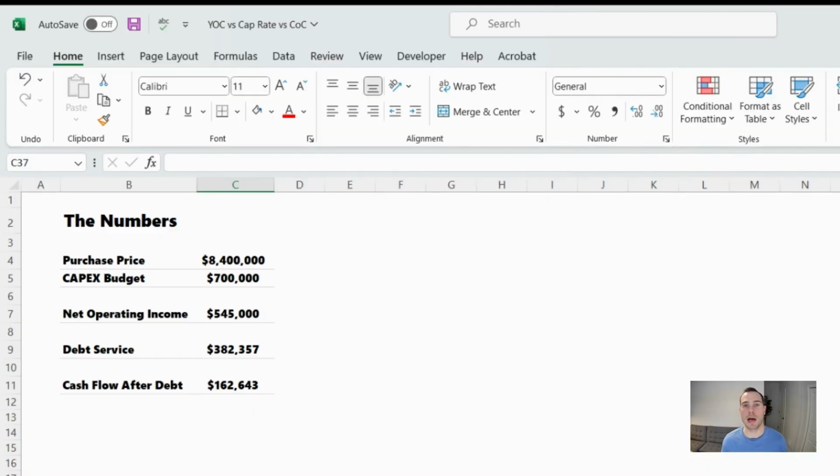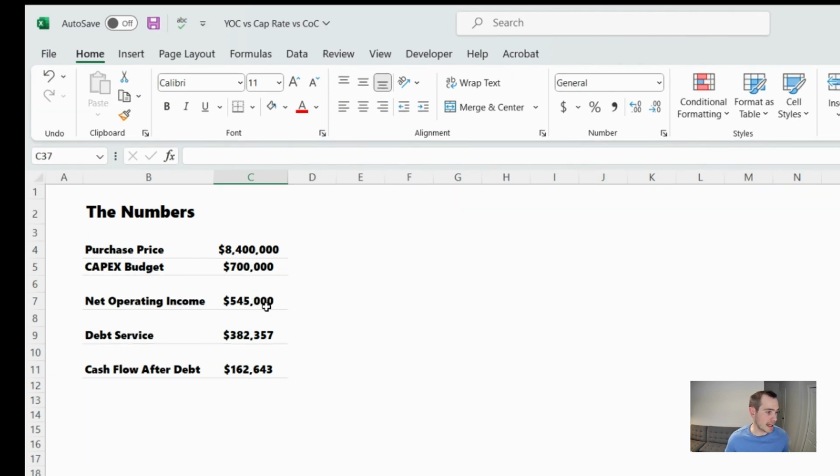Let's go ahead and look at how the yield on cost metric compares to a cap rate calculation and a cash on cash return. You can see we have some general numbers here. The purchase price is 8.4 million. The capex budget is 700,000. The projected net operating income is 545,000. Debt service is 382,000, and cash flow after debt is 162,000.